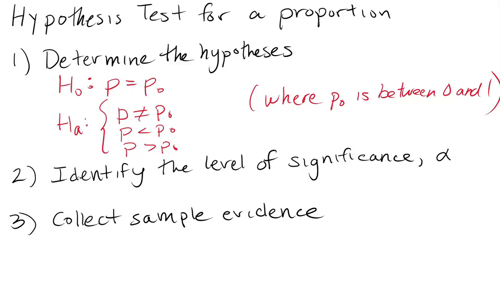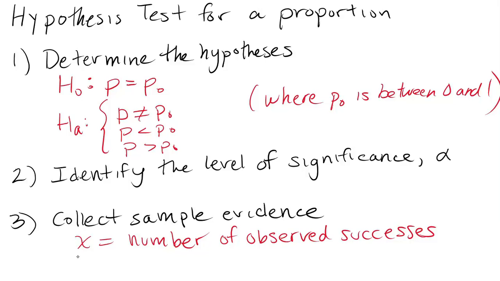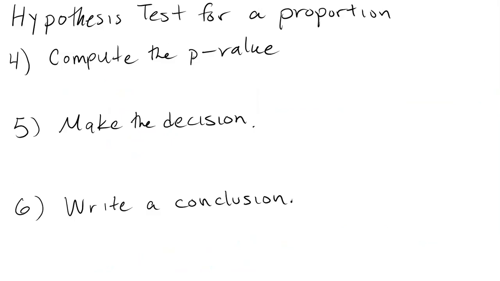Step 3 is to collect the sample evidence. For a proportion, the sample evidence is the number of observed successes, which we call x, and the sample size, which we call n. The sample evidence is used to calculate the sample proportion, which we use in turn to find the p-value. To find the p-value in this scenario, we use the calculator function 1PropZTest. And in this video, that's what we're going to focus on. We're only going to be using that calculator function.